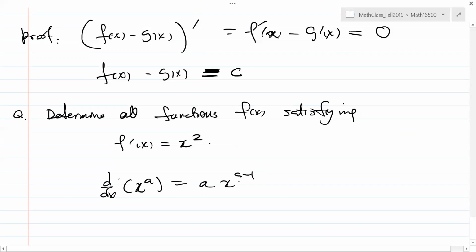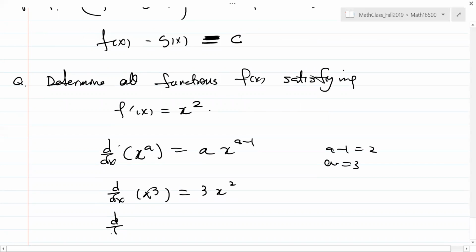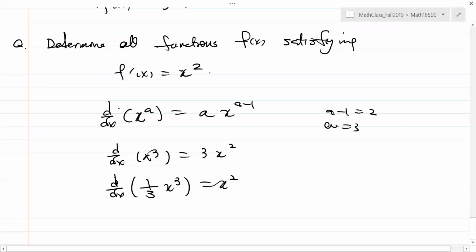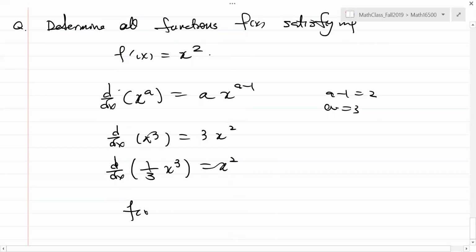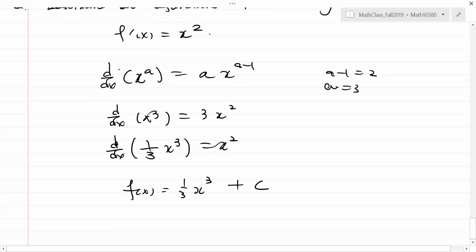So let's try a minus 1 equals 2. So a is going to be 3. The derivative of x cubed is going to be 3x squared. So I divide both sides by 3 and I get x squared. So x squared comes from the derivative of one third of x cubed. So f of x is going to be one third of x cubed. That's only one particular solution. In order to get all the solutions, we just need to add a constant, because if another function has the same derivative, then the difference of those two functions must be constant. So we just need to find one, and that's enough.